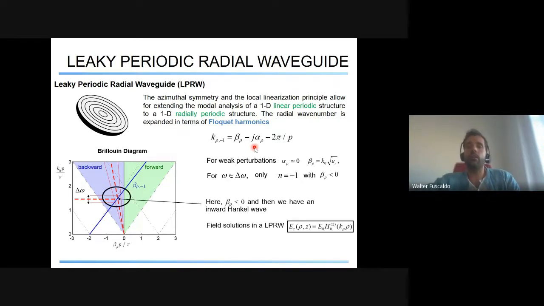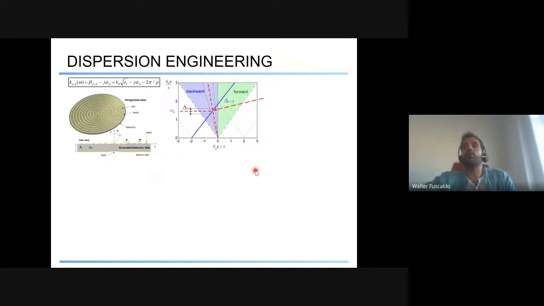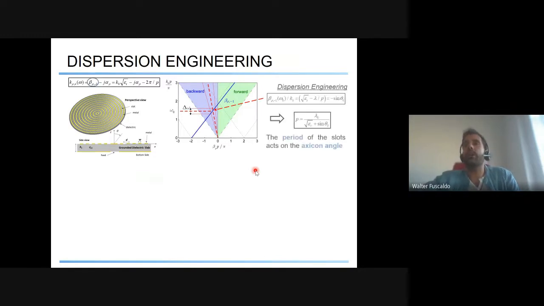We can design the structure by using an approximate equation for the dispersion curve of such a periodic structure. Basically, we can assume that the background mode of the structure is just a slight perturbation of the parallel plate waveguide mode that propagates in the structure, and by means of this assumption we can obtain a design equation for the period of the slots.